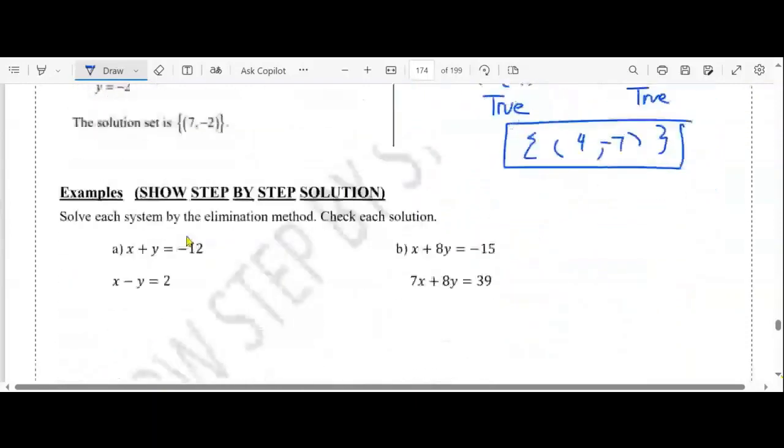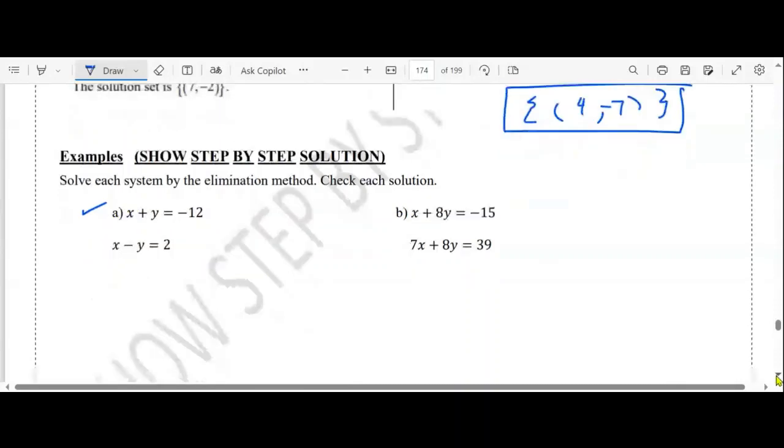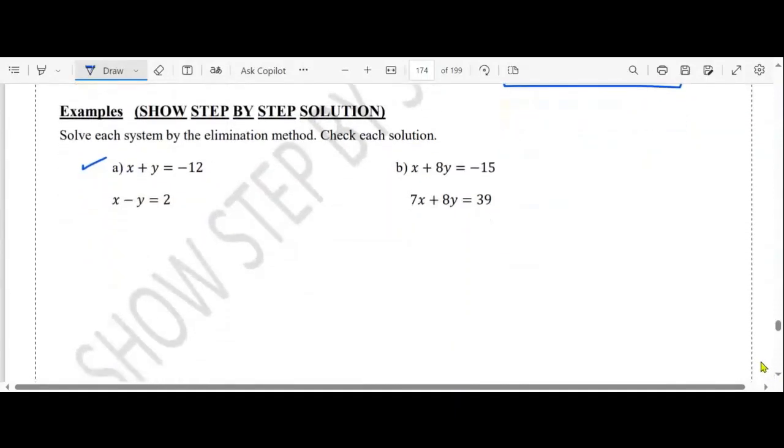Can you do one? Which one do you want to do? Do the first one. Easy. You can pause the video and solve it and then come back to it.